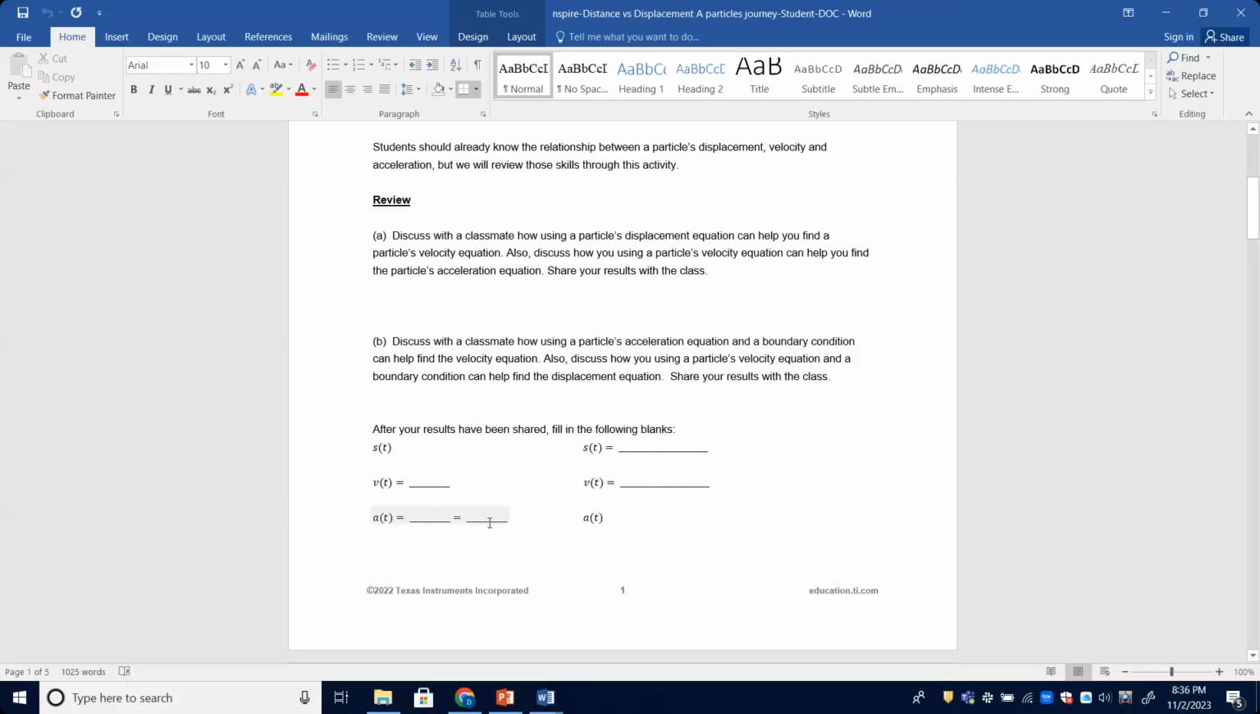Those are just real simple things to review, to get them in the right frame of mind to do this activity. Will they have to use derivatives to find the answers, or will they have to use integrals to find the answers?